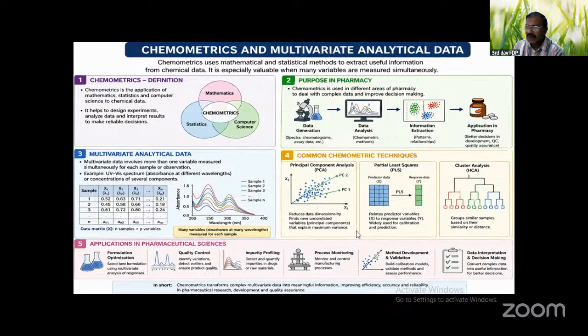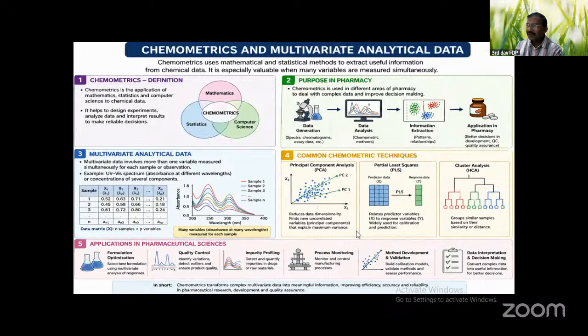Second one is quality control and its finalization, which ensures the product quality. Third one is impurity profiling. Then the fourth one is process monitoring during the formulation time. Generally, several steps are involved. Which step is going the wrong way and which step is going the good way will be predicted by using chemometrics and multivariate analysis.